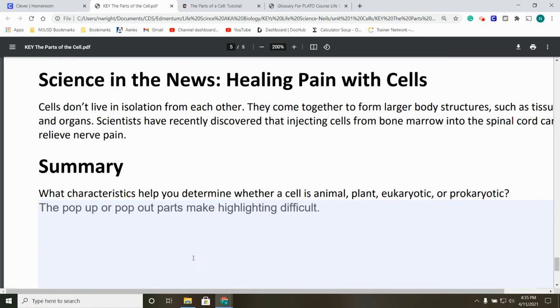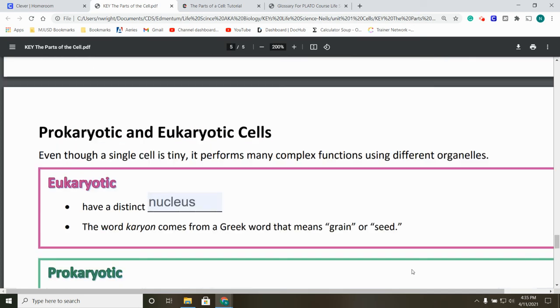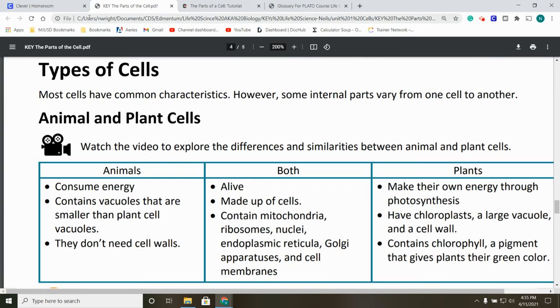Science in the news and your summary. What characteristics help you determine whether a cell is an animal, plant, eukaryotic, or prokaryotic? You might need to be able to answer that question on the test.